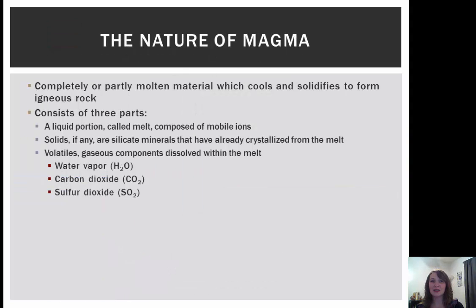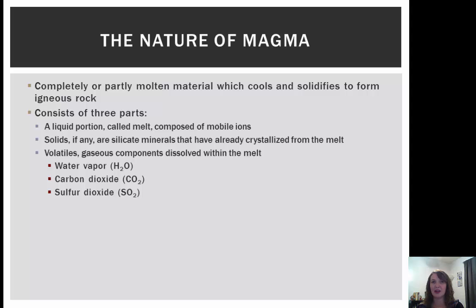So we're going to talk a little bit more about the nature of magma. Completely or partially molten material which cools and solidifies forms our igneous rocks. Now it has three parts. It has solids, liquids, and gases. The liquid part is just what we call the melt. The solids are any silicate minerals that were inside the magma chamber that are starting to crystallize out.